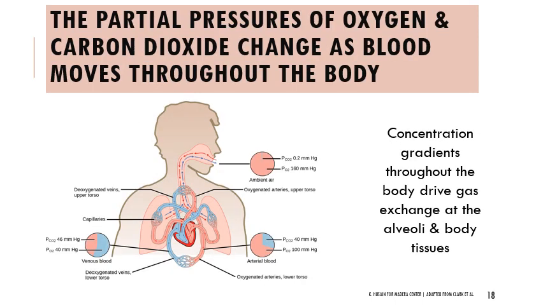So like I just mentioned, as gases move throughout the body, as they circulate in our circulatory system, their partial pressures are going to change and concentration gradients are established. Those concentration gradients drive gas exchange at alveoli and then also at body tissues.